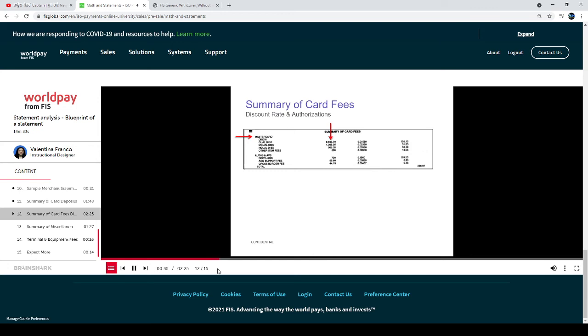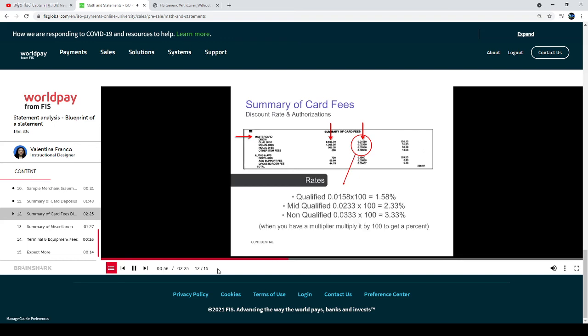So here we see a total volume of $9,503.70 of qualified cards at 0.0158. Since this is a multiplier, it needs to be multiplied by 100 so that we can calculate the percentage. So 0.0158 times 100 equals 1.58%. So it is safe to say the qualified rate is 1.58%. The mid-qualified rate is at 2.33%, and the non-qualified rate is at 3.33%.